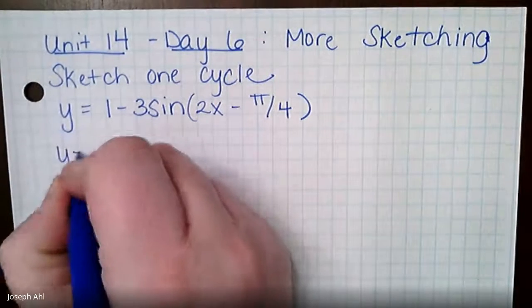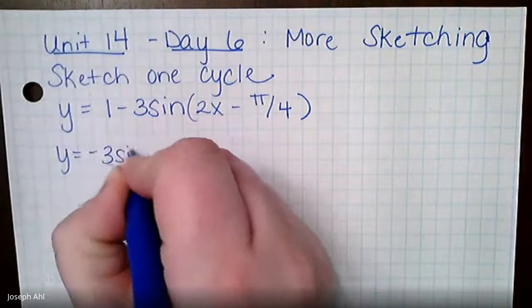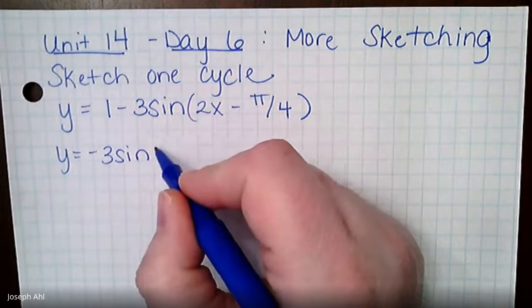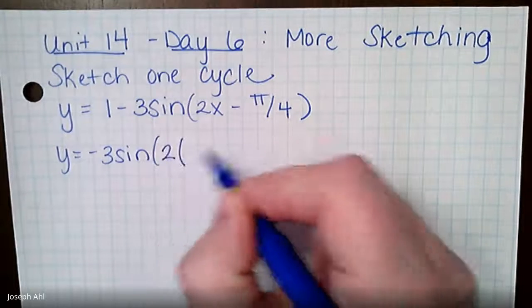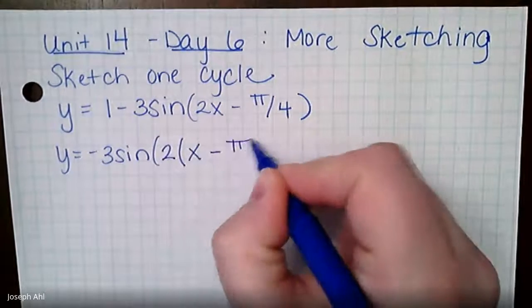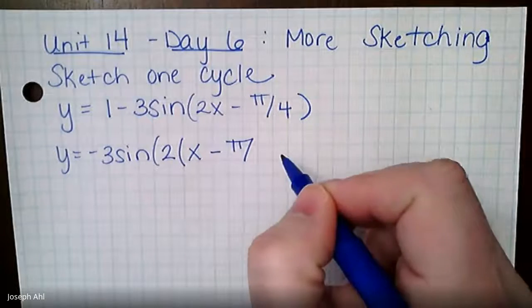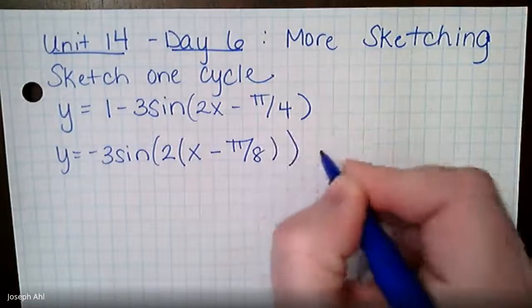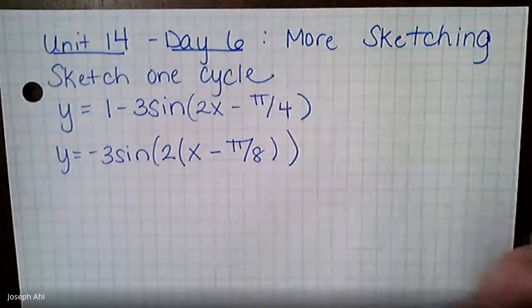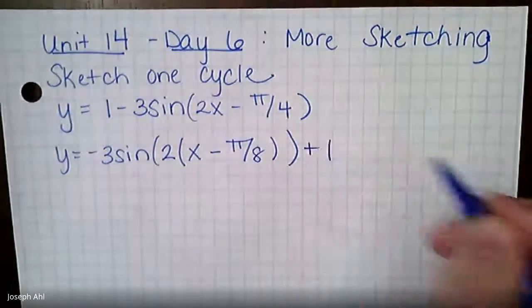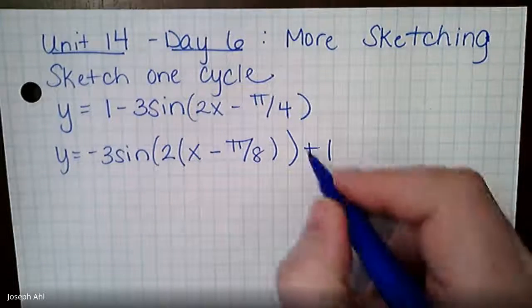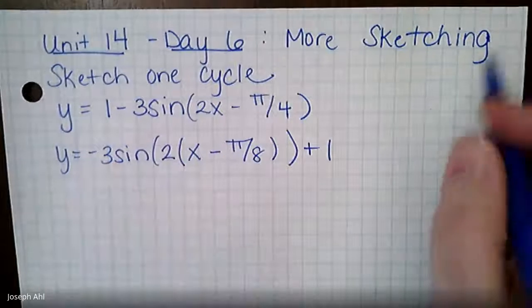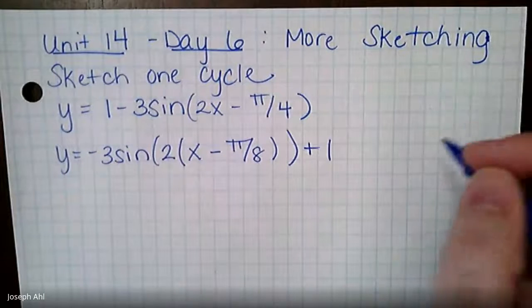So first and foremost, let's write this as -3 sine of that frequency of 2 has to get factored out to leave you with x minus, now factoring out the 2 there is really like dividing this by 2 to get a pi/8 there. It's like multiplying this by a half if you want to think of it that way. And then +1 goes to the end, so that this is now the vertical shift. Make sure that -3 stays attached to the amplitude out front of sine.